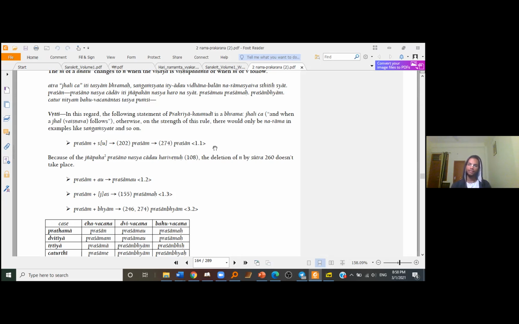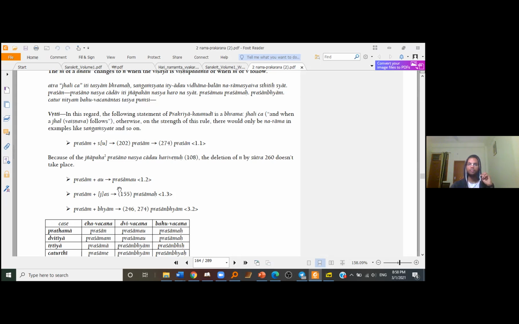Yes. Right. Basically this sutra has got nothing to do directly with the sutra Namantasya Nasya Hara. But still, because of the presence of this sutra, it demands the word to be like this, Prashant. So we cannot just delete this Narama as we do normally by Namantasya Nasya Hara Vishnu Padante. So it stays as Prashan.